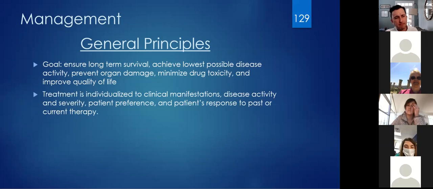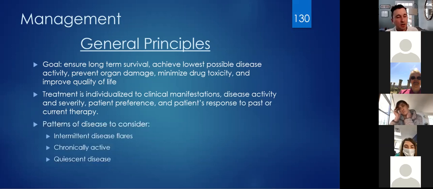So lupus is not like heart failure. If you've got heart failure with reduced ejection fraction, got to be on a beta blocker, you got to be on an ACE inhibitor, you got to be on aldactone. Lupus is not like that. Okay, there's no one size fits all, and treatment is going to be tailored to multiple things. It's going to be tailored to how the disease is manifesting, the severity and activity level of the disease, what the patient preference is, how the patient's responded to prior therapies. So there's no one size fits all.